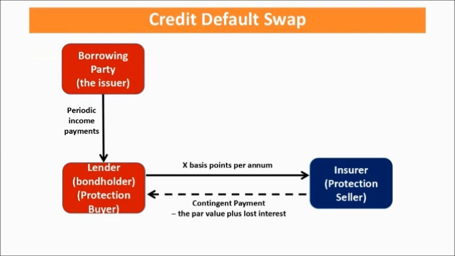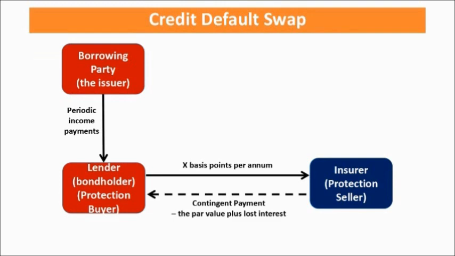But here the problem is, what if the borrowing party runs into a credit problem or credit crisis? What if the borrowing party goes into default? It might be bankruptcy, it might be some liquidity crisis or any other credit crisis. So in that scenario, the lender will not receive the periodic income payments and he might even lose his initial notional value, the initial principal value.